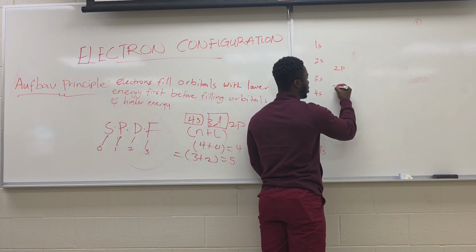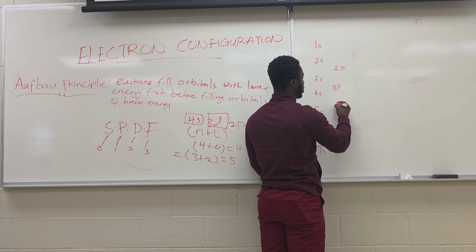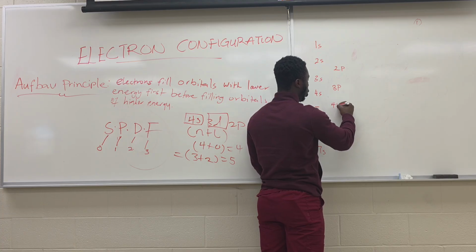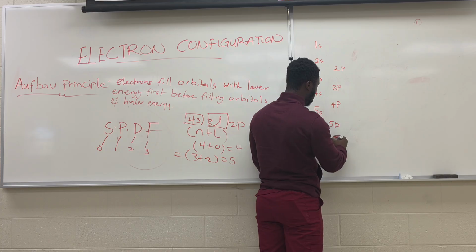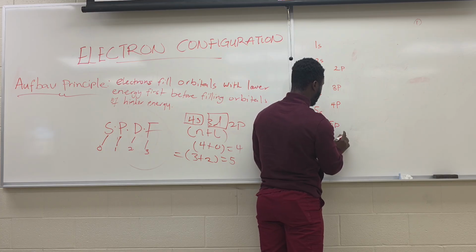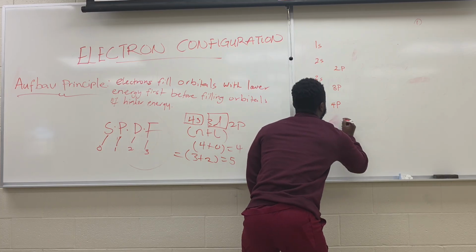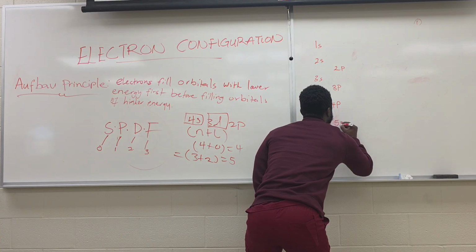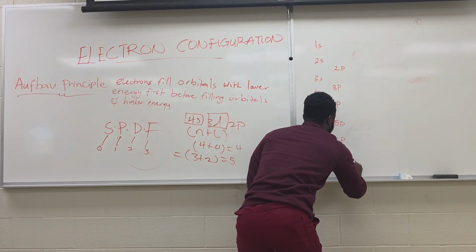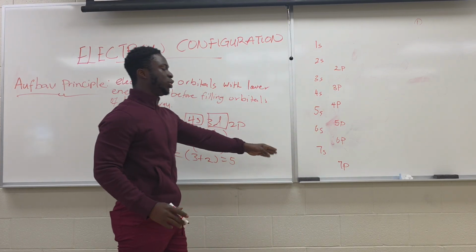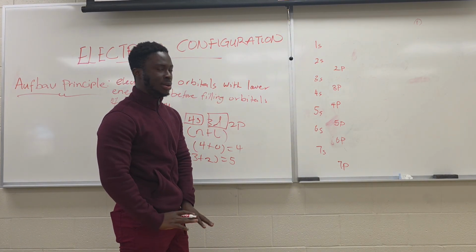Now once you get that, follow the same trend. 2p, 3p, 4p, 5p, 6p, and then 7p. So the 7p is between the 7s and then the 8s, right?